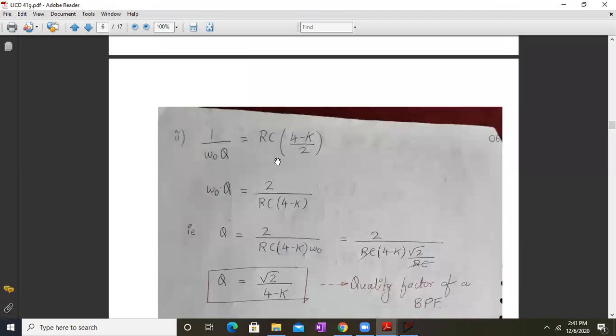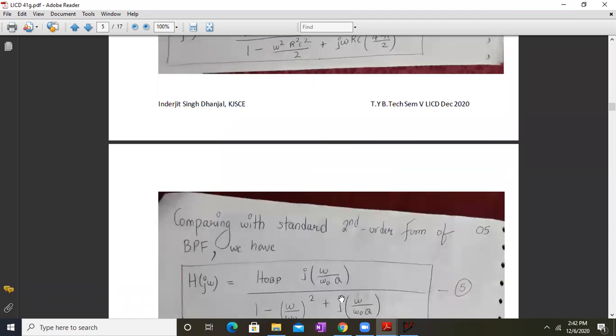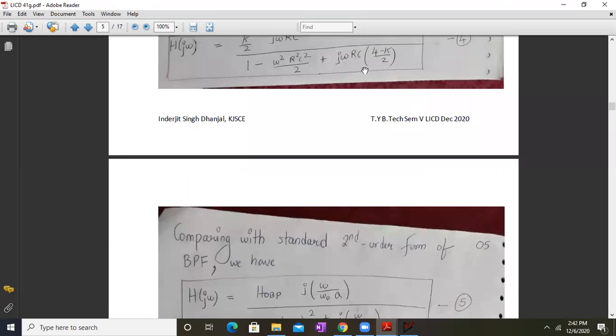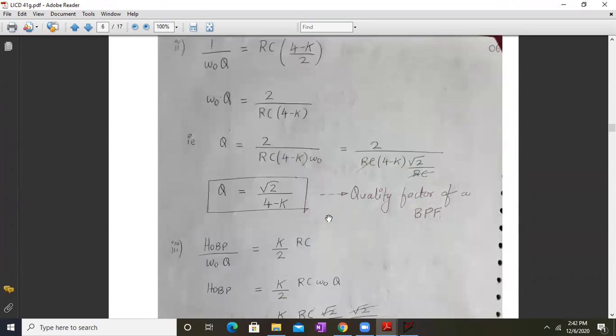Similarly, if we do the further comparison, you will get 1 upon omega naught Q will be equal to RC into (4 minus K) divided by 2. So let us compare this. In this term, J omega is present. So 1 upon omega naught Q will be equal to RC into (4 minus K) divided by 2. That's what we get over here.